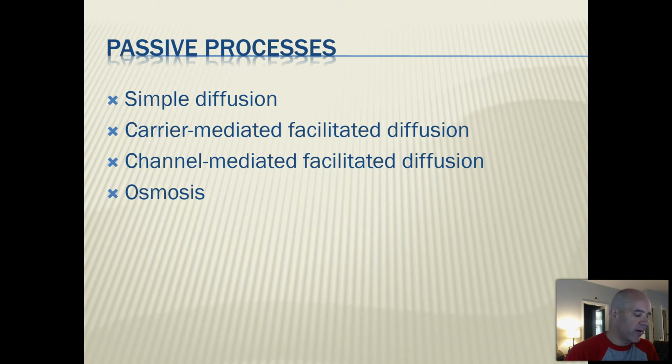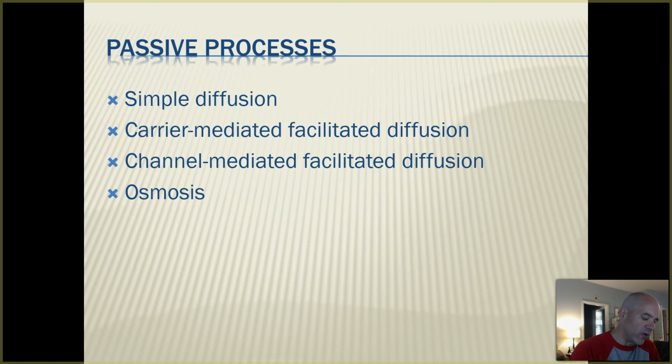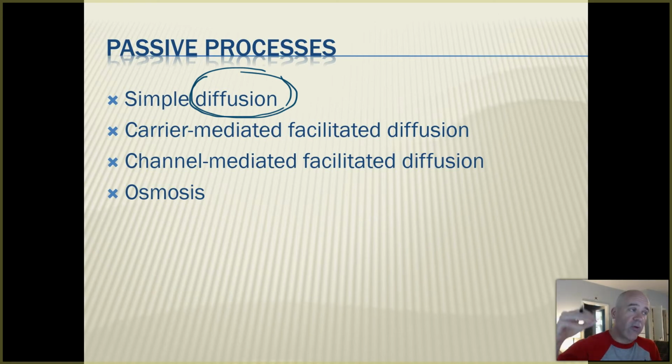All right, there are 4 types of passive processes. So these processes do not require energy input from the cell in order to happen. And they're all based on diffusion. And again, diffusion is the tendency for substances to move from where they're more concentrated to less concentrated.